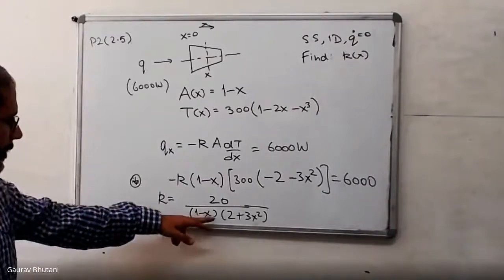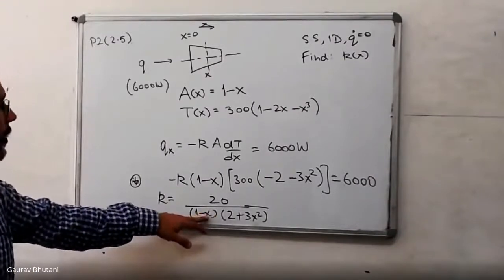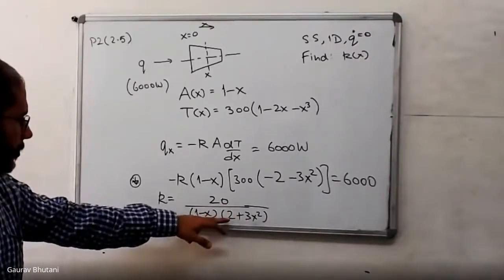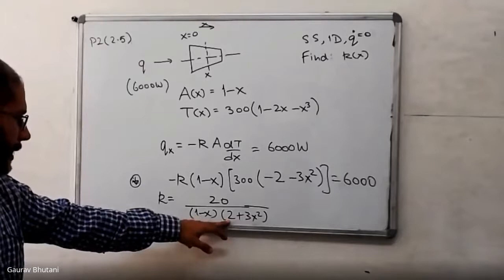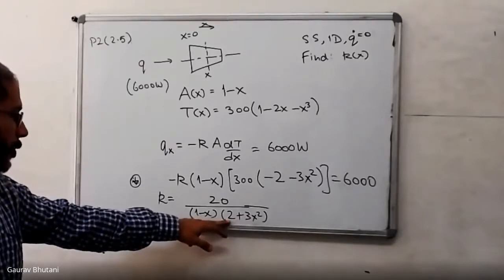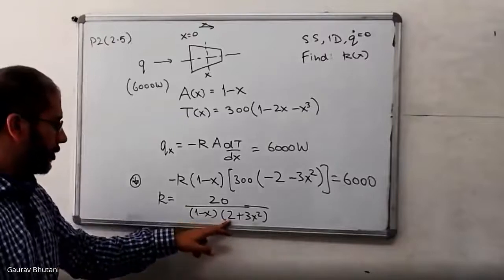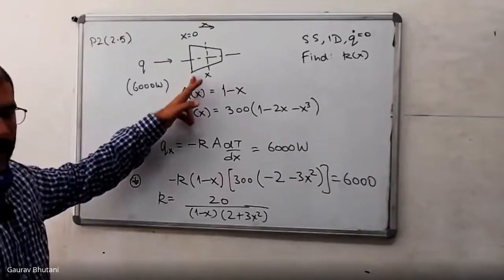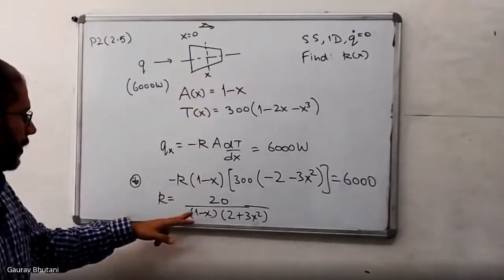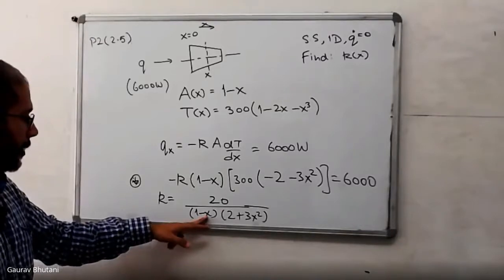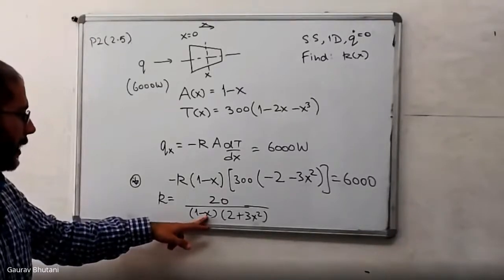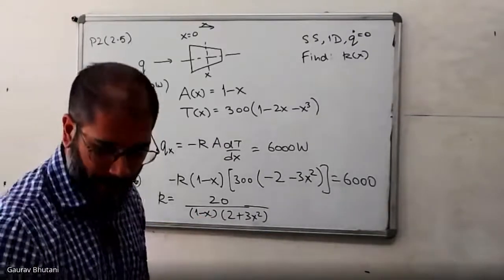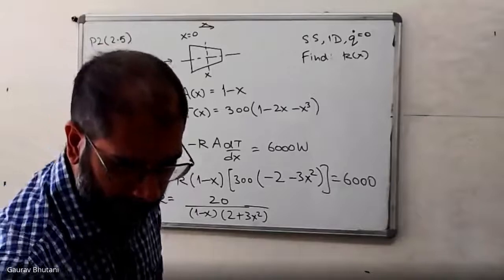Okay, so you can see that there's a similarity here at x equal to 1. At x equal to 0, this becomes 20 divided by 2, that is 10. So at x equal to 0 on the left hand side, the k value is 10 watts per meter Kelvin. And as we go along, the k value increases and approaches infinity as x tends to 1. So that's pretty much what this problem is about.